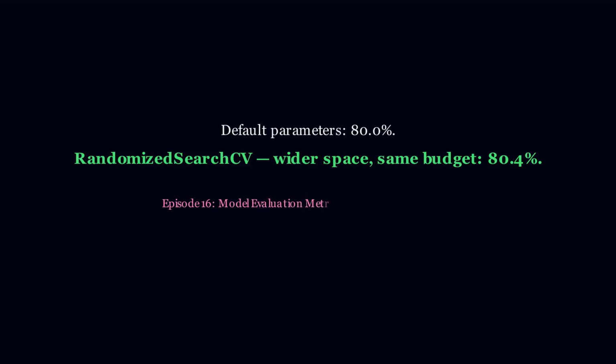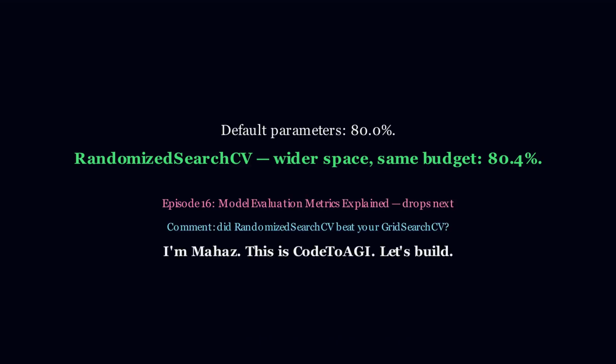Default parameters, 80%. RandomizedSearchCV, searching a wider space for the same budget, 80.4. Episode 16, Model Evaluation Metrics Explained, drops next.